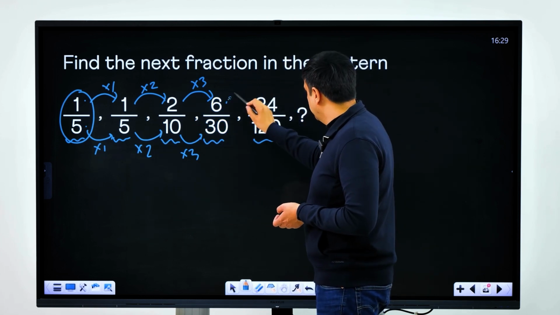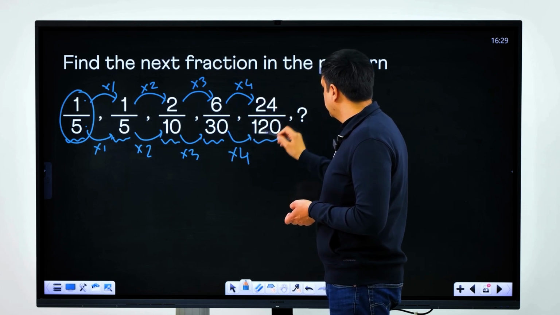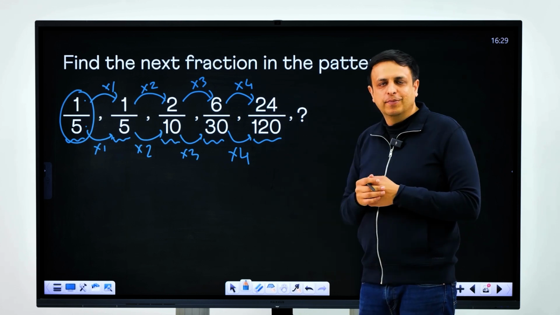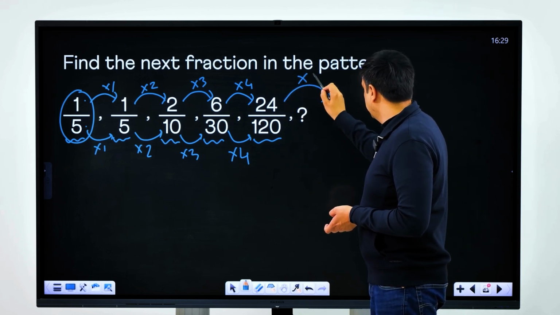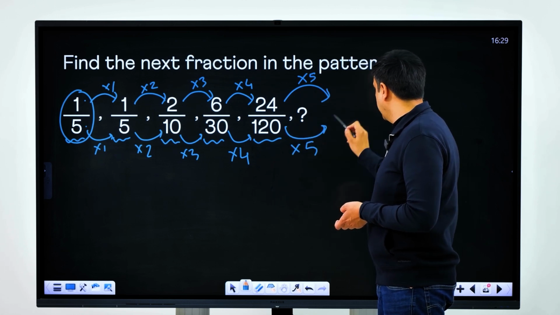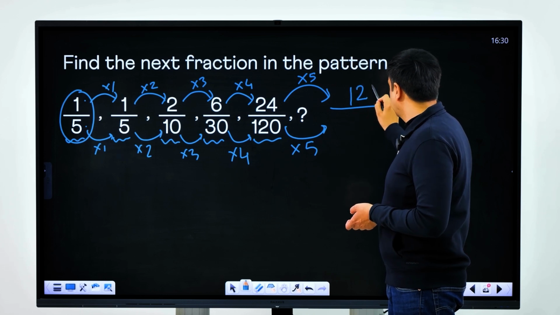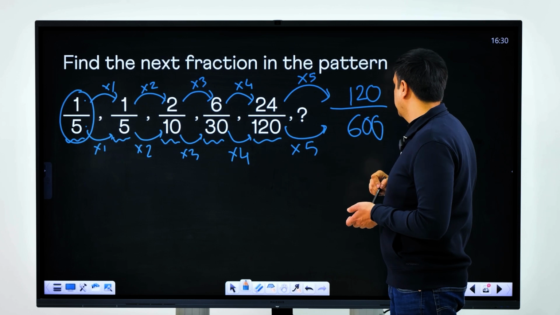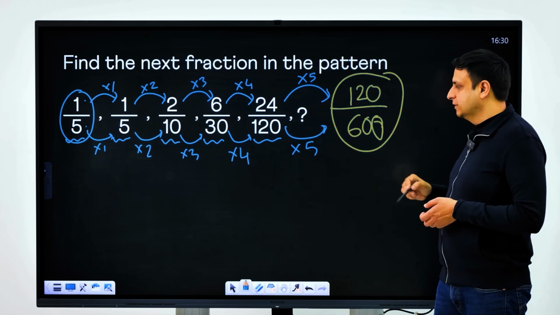Then from here, we multiply above and below by 4 and we see that we get to the equivalent fraction 24 over 120. So what do you think should happen next in the pattern? Simply, we multiply with the next multiplier, which is 5. So we multiply above and below by 5 and this gives us the equivalent fraction with 120 in the numerator and 600 in the denominator. So the next fraction in the pattern will be 120 over 600.